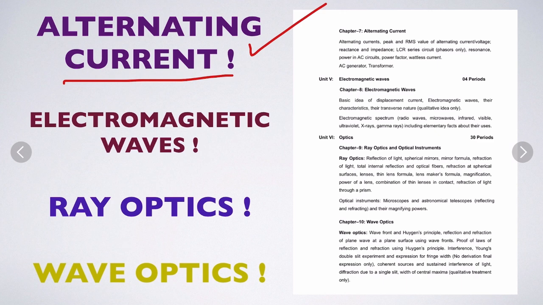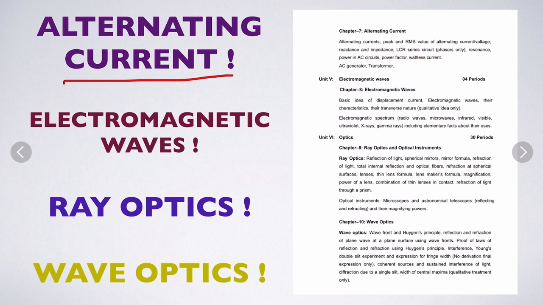And then, as I already told you, the AC generator is the most important from the 6th chapter, and the transformer is the most important from the 7th chapter. The most important 5 marks question is the transformer. Take care of that. Definitely, you will get one circuit in the examination.